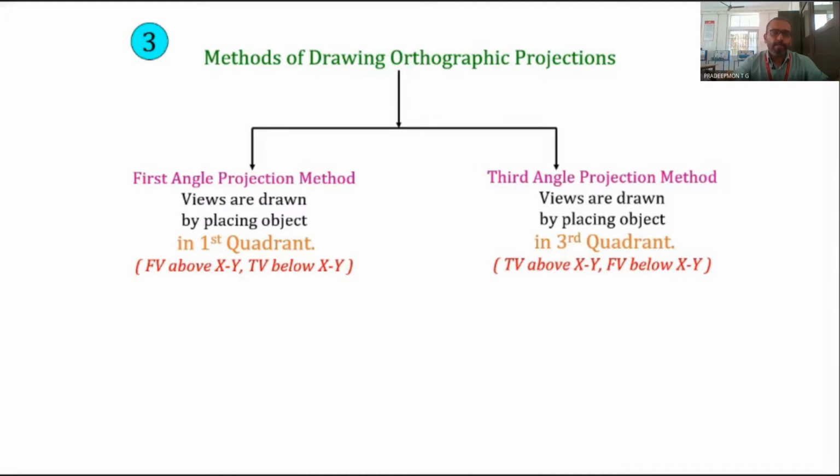VP. And depending on that, we can find out whether it is lying in the first quadrant, second quadrant, third quadrant, or fourth quadrant. And then we can draw it accordingly, without bothering about whether it is first angle projection or third angle projection. First angle and third angle projection are applicable only when we are drawing solids.